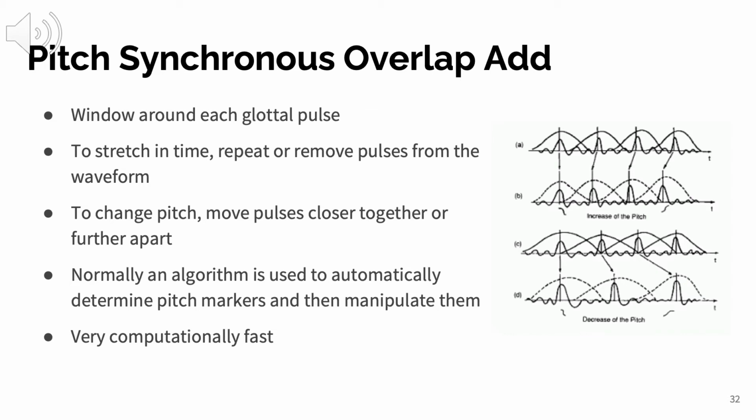Normally, you algorithmically determine exactly where you want to put each of these pitch markers, and then you just stretch them out or move them closer together. Because this is all being done in the time domain, there's no Fourier calculation at all. It's very, very computationally fast. So if you wanted to do this on an embedded system, it would probably be your best bet in terms of getting something that's going to sound decent.